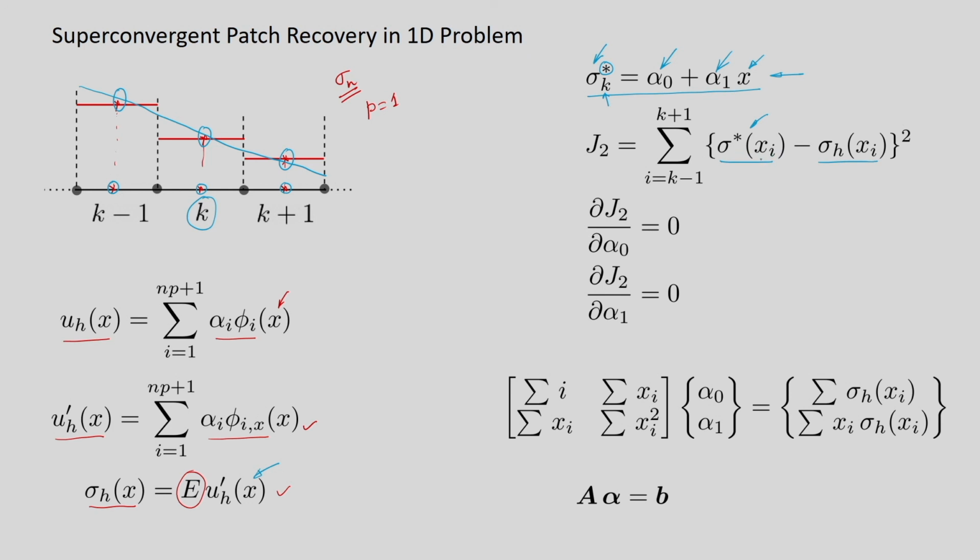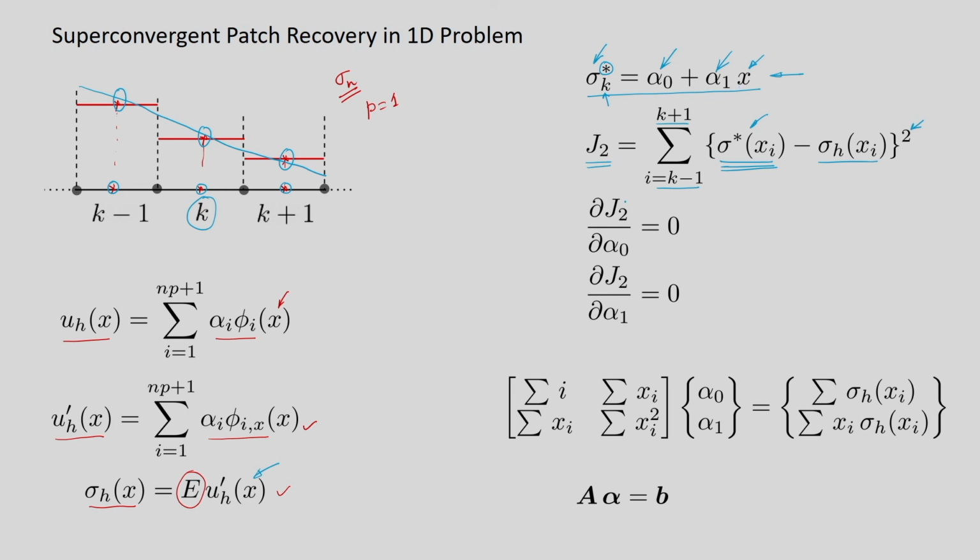Now, here alpha naught and alpha 1 are still unknown that we need to calculate. So, we calculated the error at a given super convergent point, we took the square of it, and then summed over all such super convergent points. This defines the error function J2. So, now we have to minimize J2 and calculate alpha naught and alpha 1.